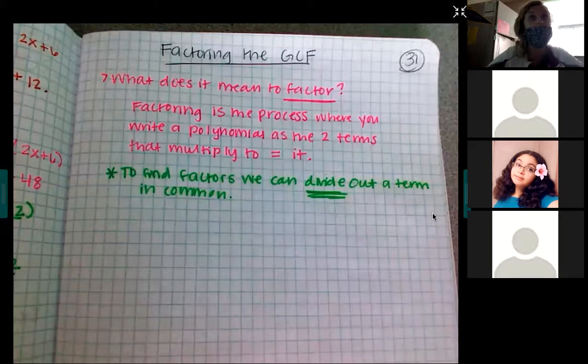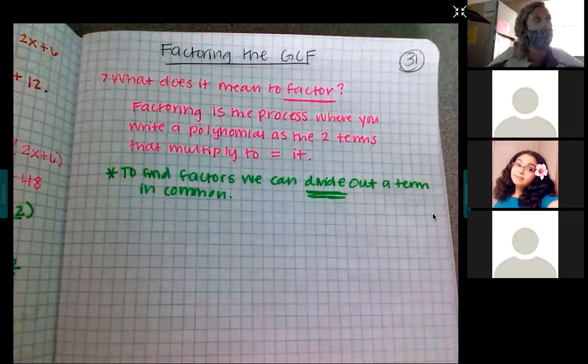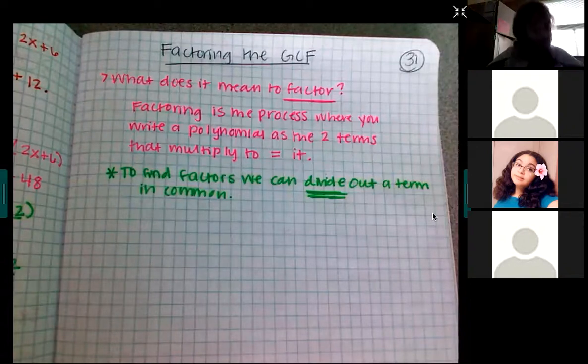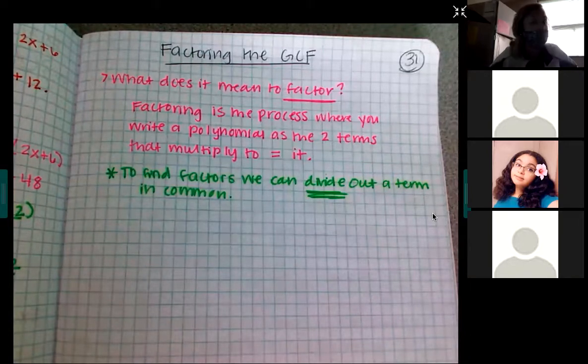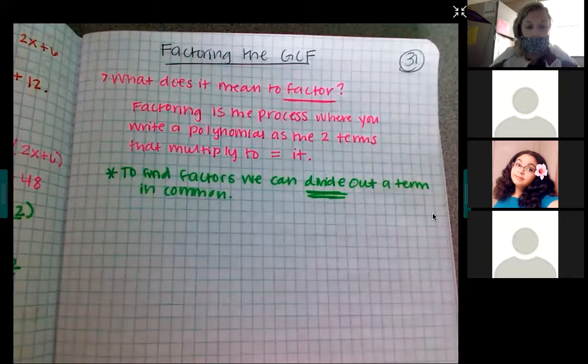What is the greatest common factor between 8 and 12? What's the biggest number that goes into both of those? 4. Very good. Let's do another one. What's the greatest common factor between 9 and 24? 3. Good, 3. Y'all remember doing that in middle school?